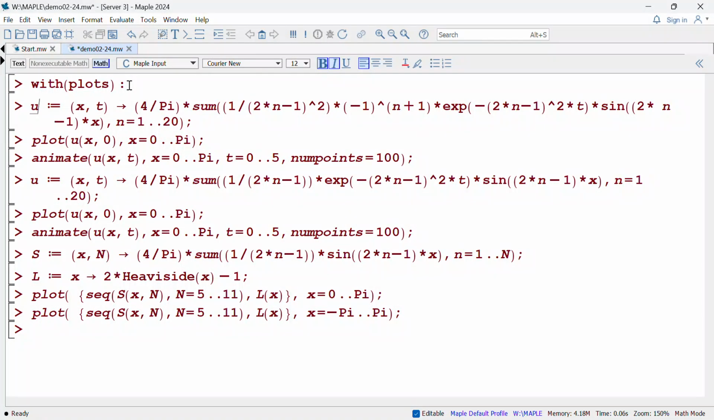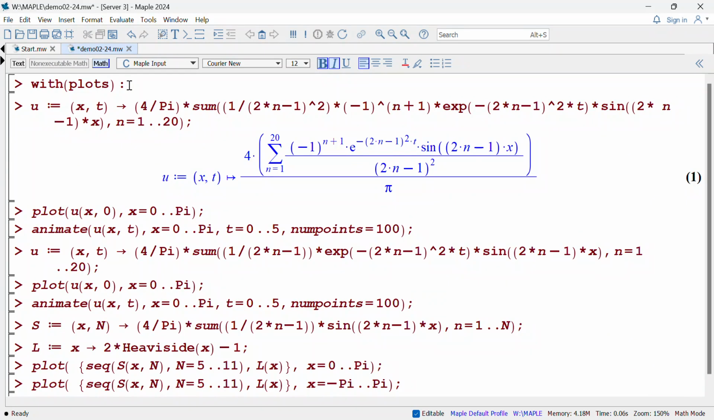Okay, let's see. We calculated the Fourier series for the harpsichord pluck. And remember, the coefficients were 1, 3, 5, 7, etc., and they alternated between plus and minus. It was like 1 over 1 squared, minus 1 over 3 squared, plus 1 over 5 squared, etc., times the corresponding sine functions. Anyway, that's what we got. And the 4 over pi is just a constant that comes out in the front.